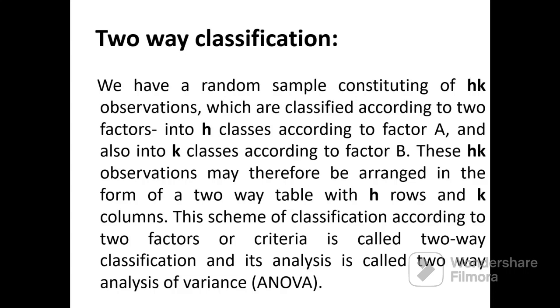So the slide says that these hk observations may therefore be arranged in the form of a two-way table with h rows and small k columns. This scheme of classification according to two factors or criteria is called two-way classification, and its analysis is called two-way analysis of variance. Earlier the classification was done on the basis of one factor only, so it was one-way ANOVA. Now the technique has changed to two-way classification, so it is two-way ANOVA. Here two factors will be considered.